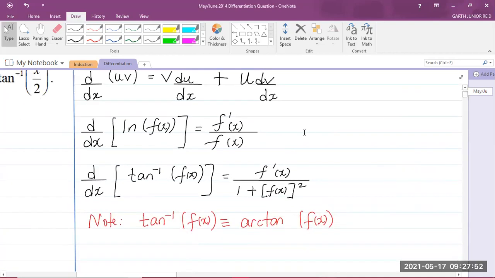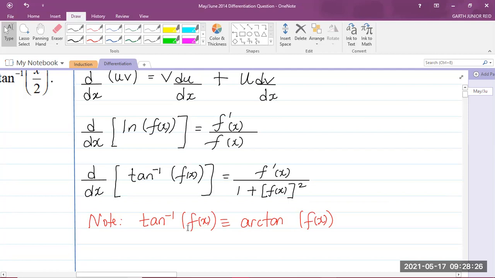And if you have the natural logarithm of some function of x and you're differentiating with respect to x, then that is going to be equal to the derivative of the function that is inside the brackets divided by the original function f of x. And also, if you're differentiating the tan inverse of some function of x with respect to x, that is equal to the derivative of the function inside the brackets divided by 1 plus the square of the original function.